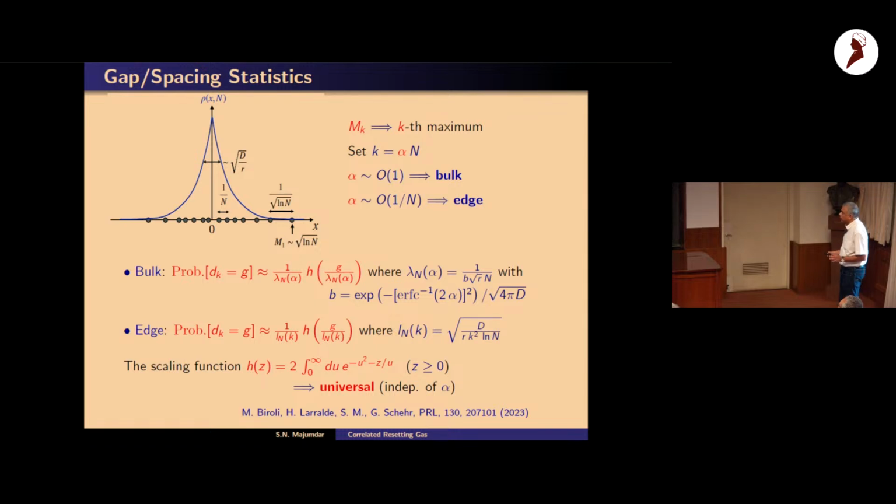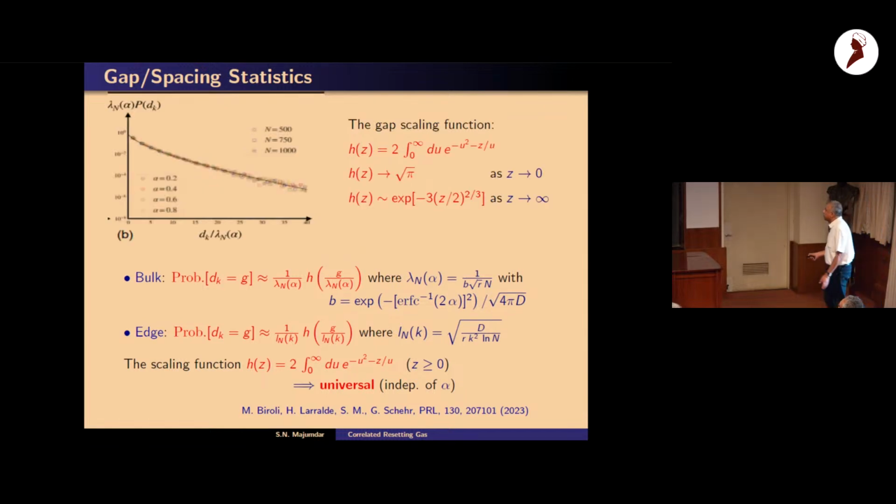But the scaling function h happens to be exactly the same, irrespective of whether you are in the bulk or at the edge. Only the scale factors are different depending on whether you are in the bulk or at the edge. Once again, you can do your simulations and check that it matches perfectly well. And the scaling function is highly non-trivial.